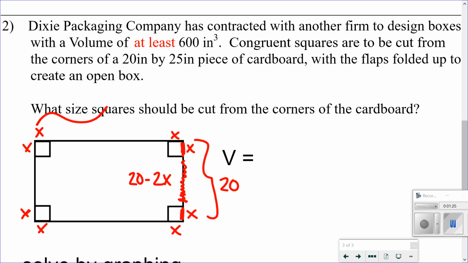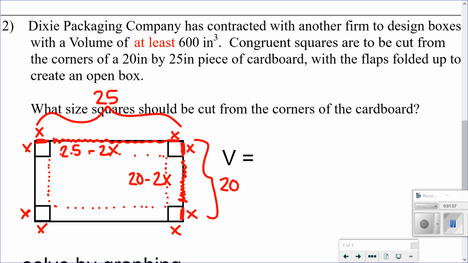Same thing with this side over here. It was originally 25. I'm going to cut out an X on this end and an X on this end. So that leaves this inside piece with a dimension of 25 minus 2X. Now, when you fold all the sides up, the height of the box is going to be the height of one of the corners that we cut out.